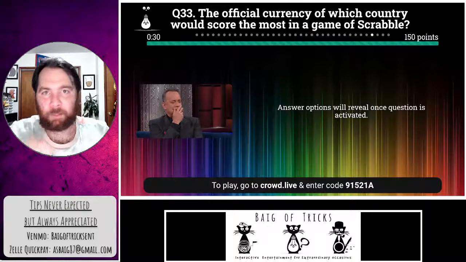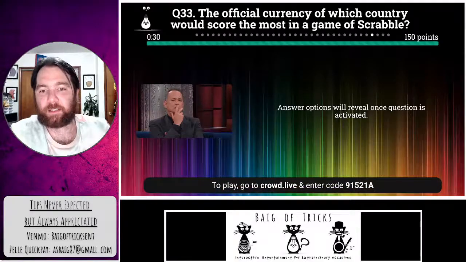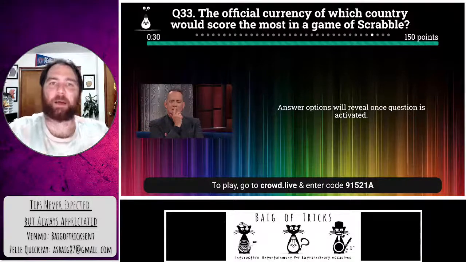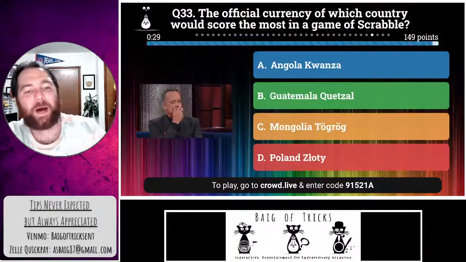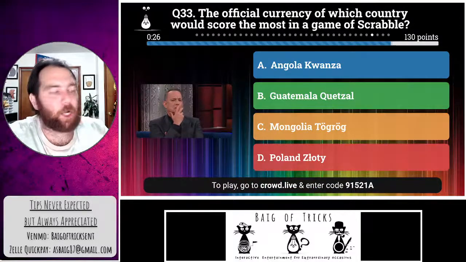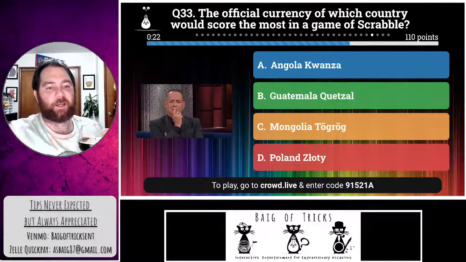I've got them listed below. You just have to tell me which of these currencies would score the most in a game of Scrabble. We're just talking about the name of the currency, not the name of the country. Is it the Angola Kwanza, the Guatemala Quetzal, the Mongolia Togrog, or the Poland Zloty? Which of these would score you the most points if you spelled it out playing Scrabble?